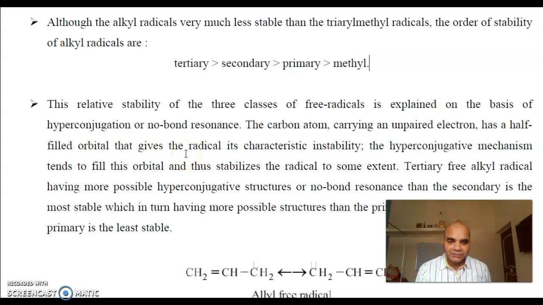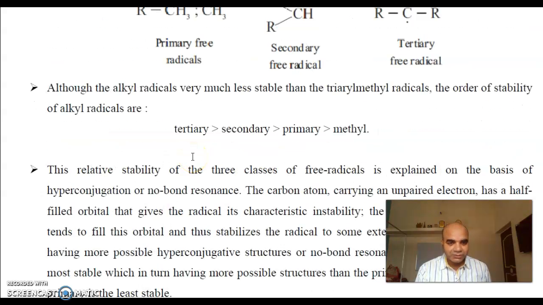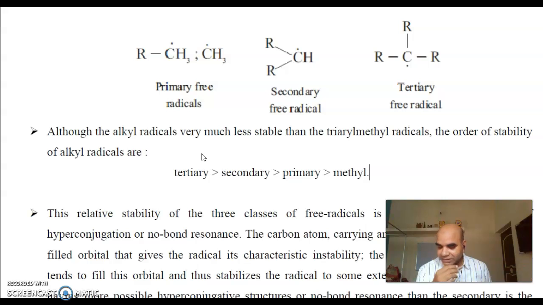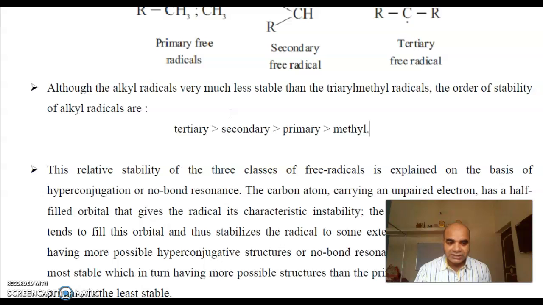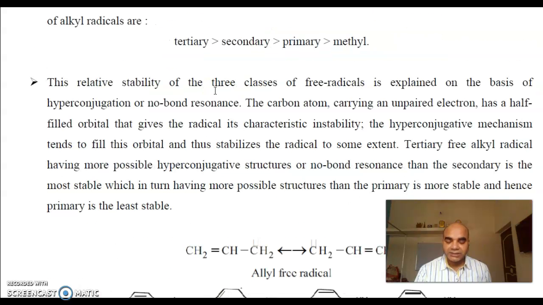Similar to the case of carbocations, hyperconjugated structures are also possible for free radicals, because a primary free radical has 4, a secondary has 7, and a tertiary has 10. So as the hyperconjugated structures increase, the stability of free radicals increases.